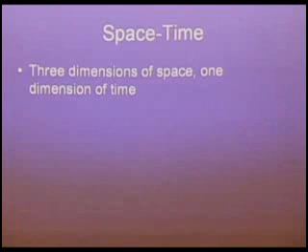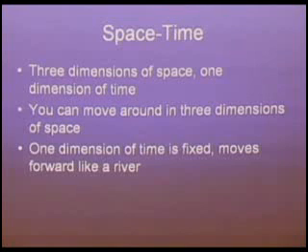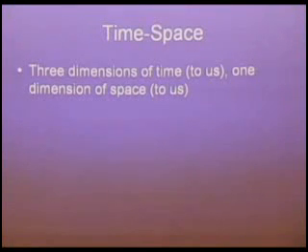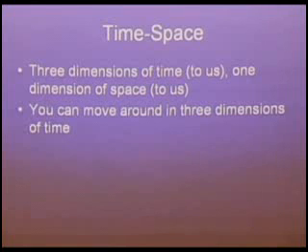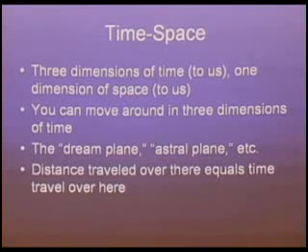So here's the basics of it again. 3 dimensions of space and 1 dimension of time. You can move around in space, but you're fixed in time. It's moving forward like a river. When you go into time-space, what we would think of as time is now 3-dimensional, and what we would think of as space is now 1-dimensional. You actually move around in 3 dimensions of time. This is where we're having dreams. This is where we're having astral experiences. That's why a psychic in a particular place can actually look forward and backward in time in that location, because they're viewing through time-space. That's what your psychic function is. The distance you travel in time-space is actually time travel over here.